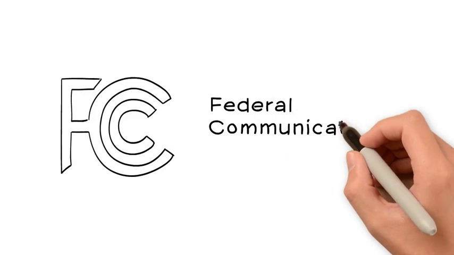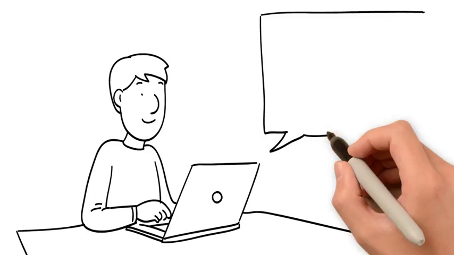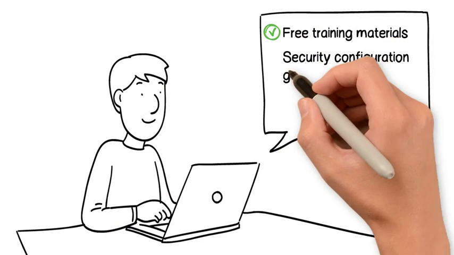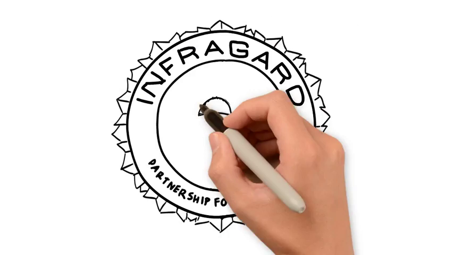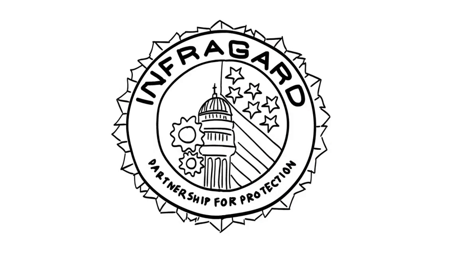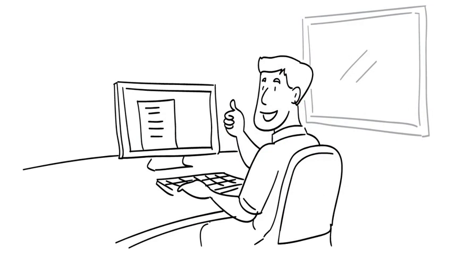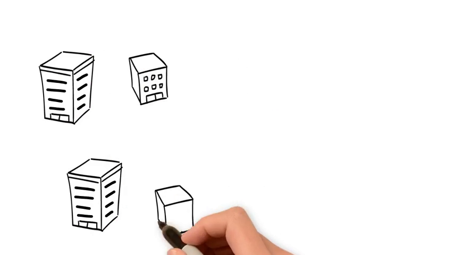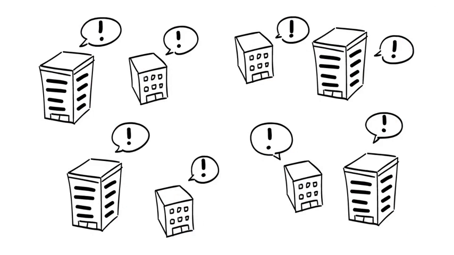The Federal Communications Commission, FCC, promotes safety measures by providing free training materials, security configuration guides, and antivirus software. The FBI also developed the InfraGuard program so business owners and operators can share information about online threats and vulnerabilities. At present, about 95% of all U.S. businesses are considered to be small to medium-sized.